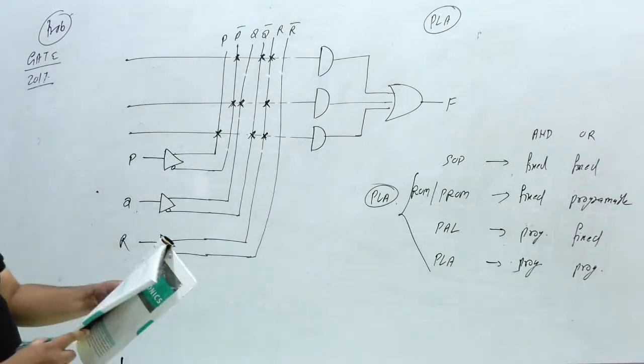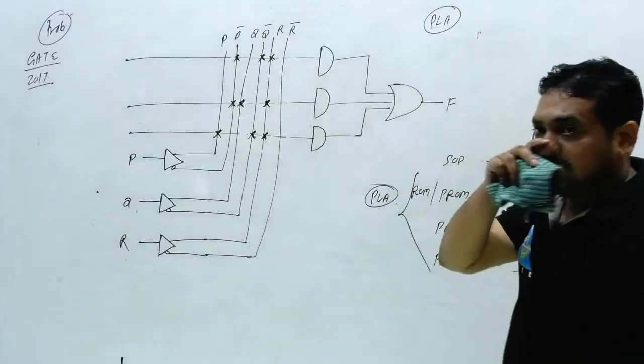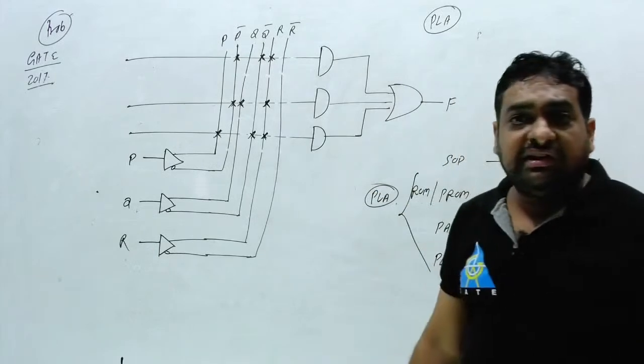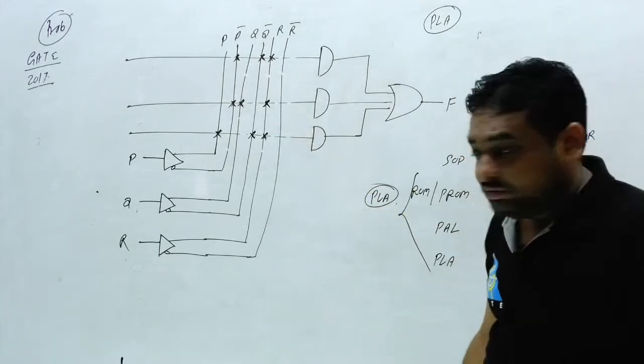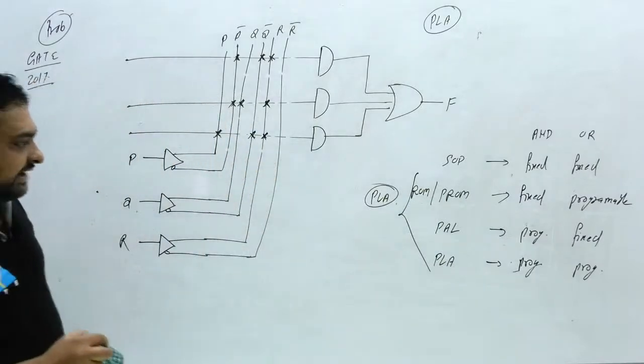Okay, I am going to provide you 4 boolean functions they have provided us. Clear this thing? So this kind of question in GATE exam they can ask you. This is a GATE 2017 question. Clear? I hope this thing is clear to all of you.